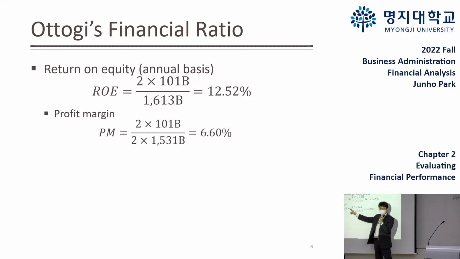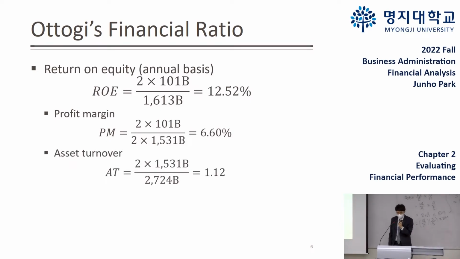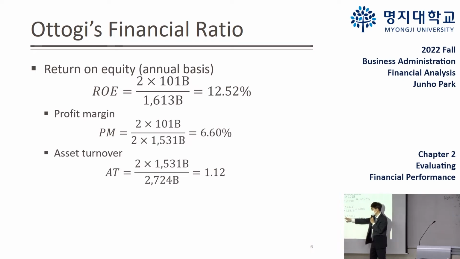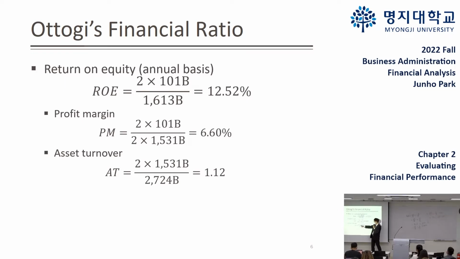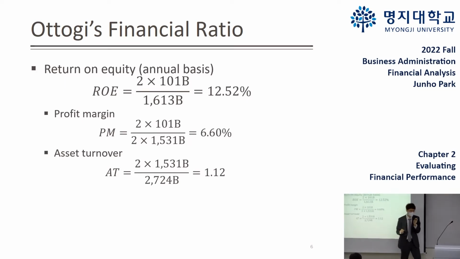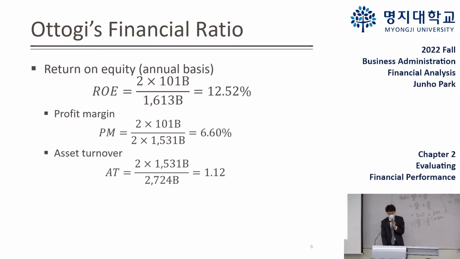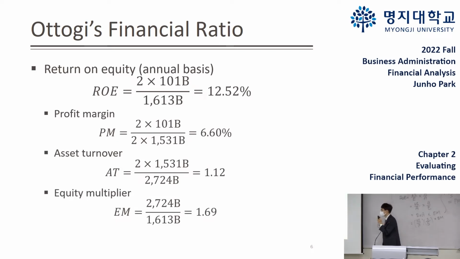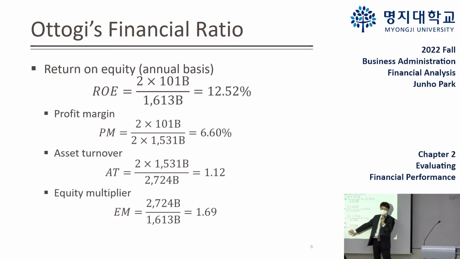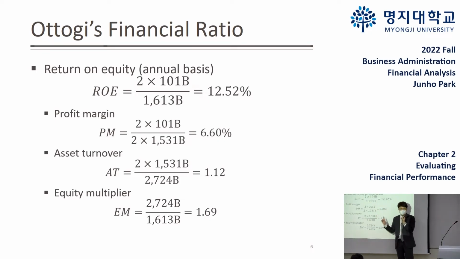Luckily, we don't have to care about the 2 here because it cancels out. So we get a 6% profit margin. For asset turnover, because we have sales on the top of this ratio, we need to multiply by 2 to get a correct answer, and we get 1.12. Finally, we have the equity multiplier. Because these two items are from the balance sheet, not from the income statement, we don't have to adjust it to an annual basis, and we can just use this number.